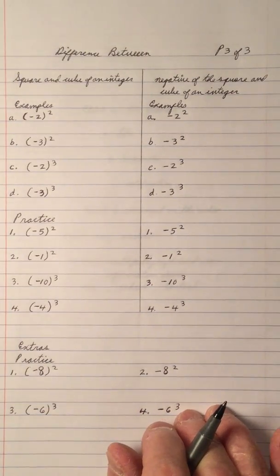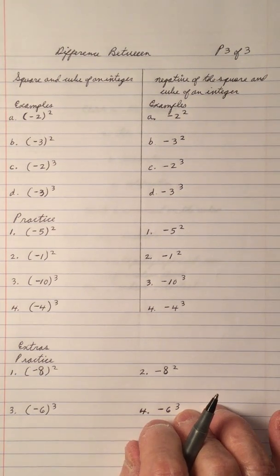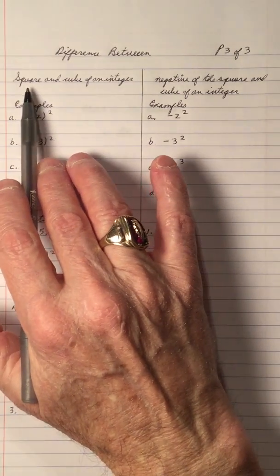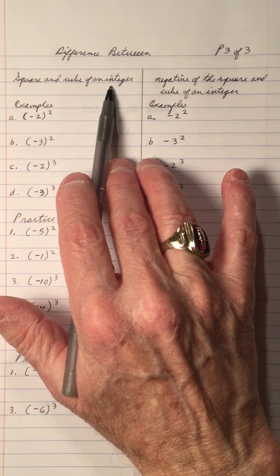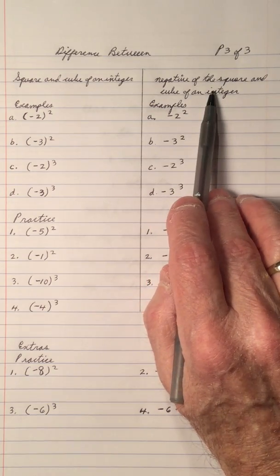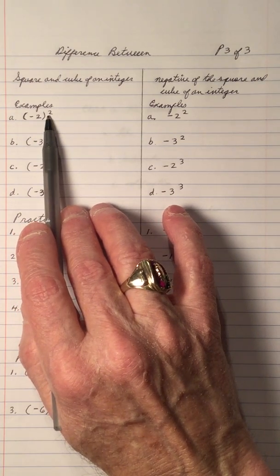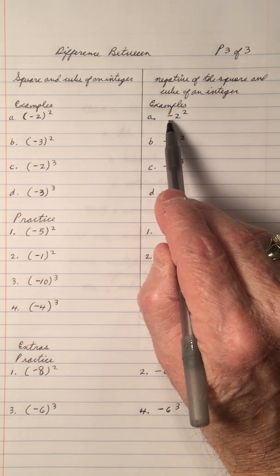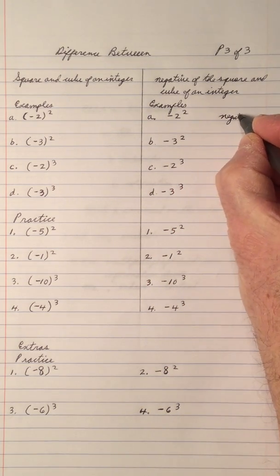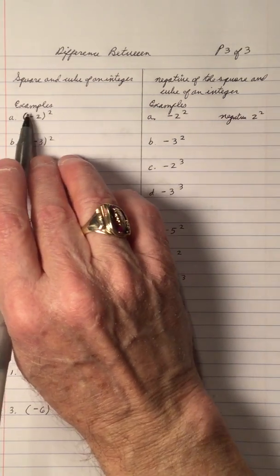Now, let me explain something that is a little bit confusing to a lot of students until you get it straightened out. The difference between, okay, here, the square and the cube of an integer. And over here, I had the negative of the square and the cube of an integer. You might say, well, what's the difference? Well, just look. This is negative 2 in brackets squared. And this one reads the negative of 2 squared. So that means it's the negative, just to write that down, that's the negative of 2 squared. This one is negative 2 all squared.